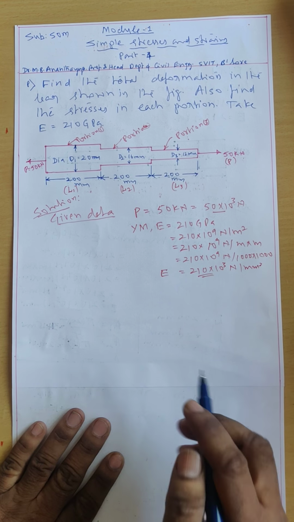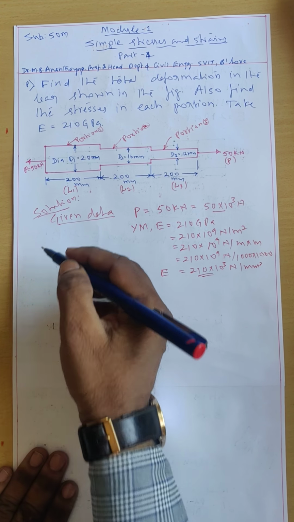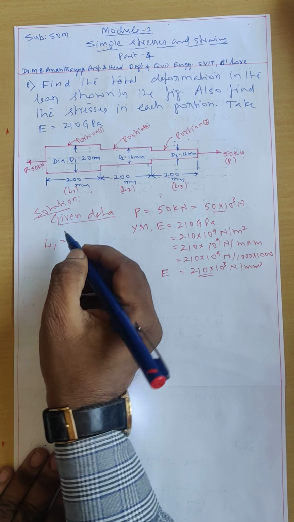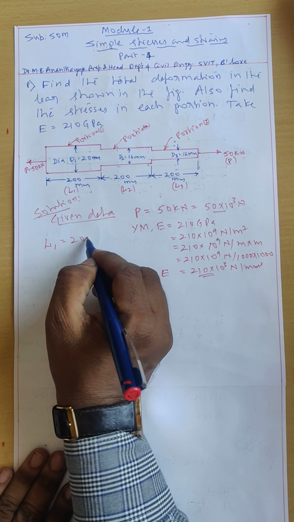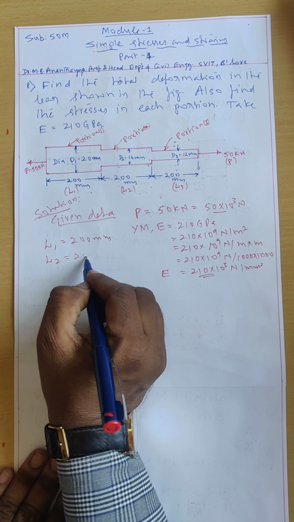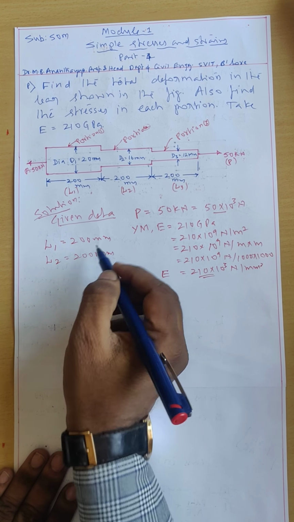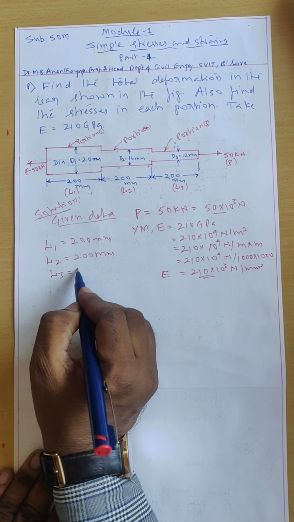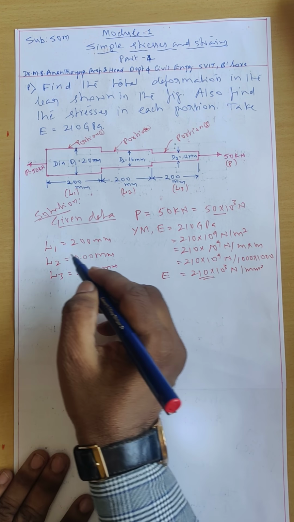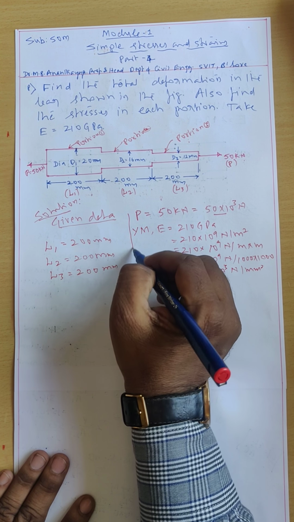Now what other data are given? L1 is given. L1 is 200 mm, we already saw. L2 is also 200 mm for portion 2. For portion 3, L3 also 200 mm. Now L1, L2, L3, these are given.